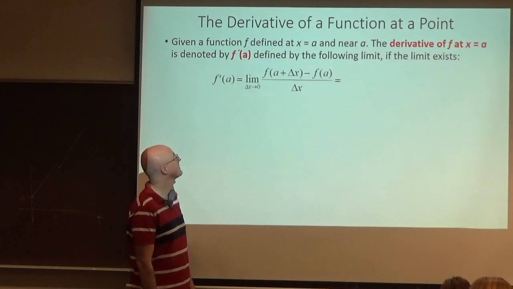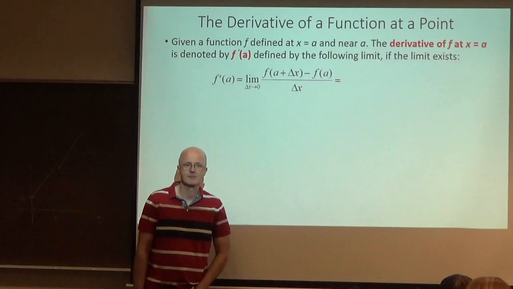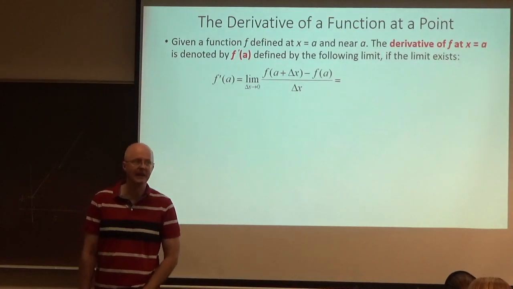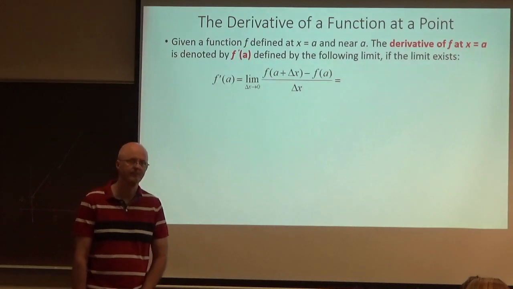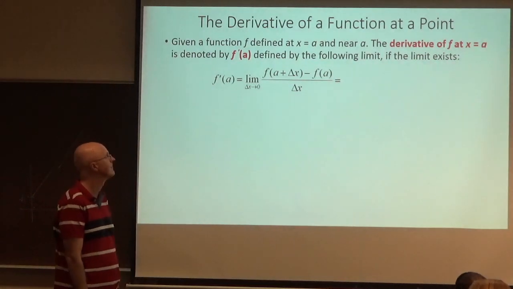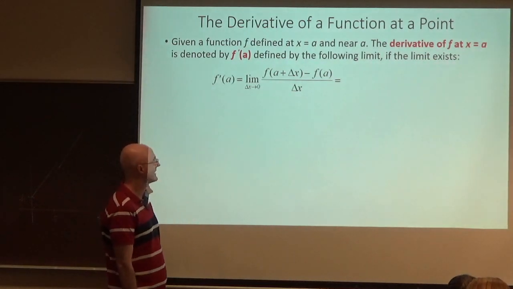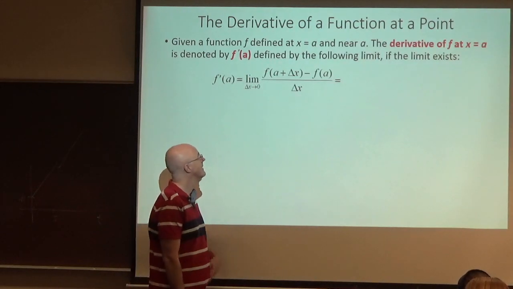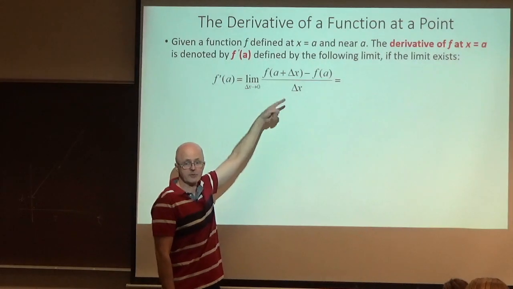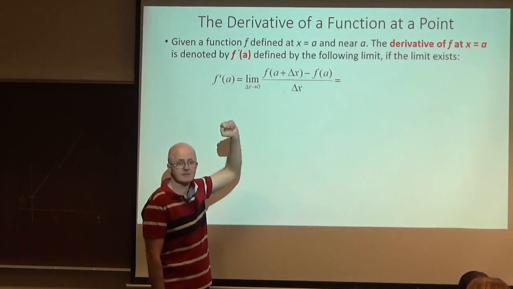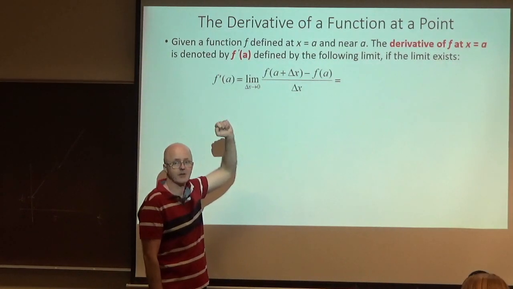We've seen this before. We used it with the x squared function. It's the limit as delta x goes to 0 of the change in y, that's the numerator of the fraction, divided by the change in x. Delta y over delta x.